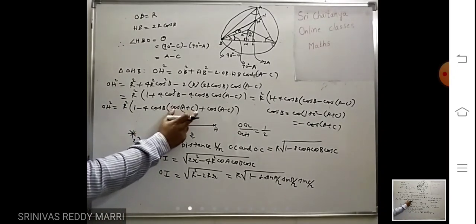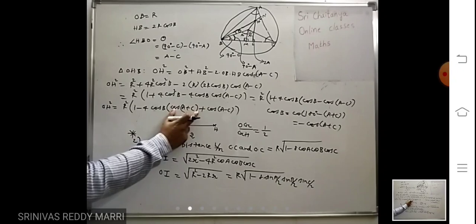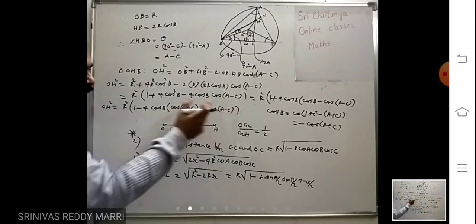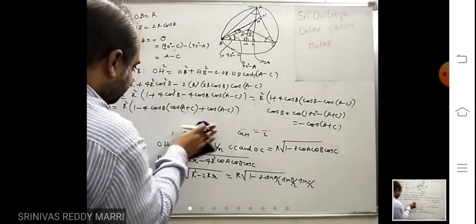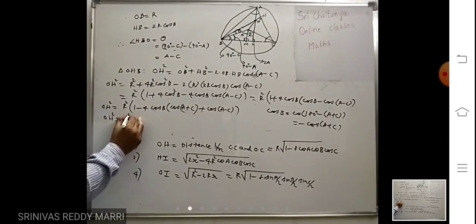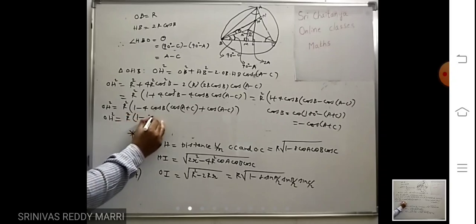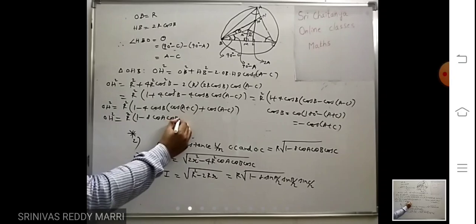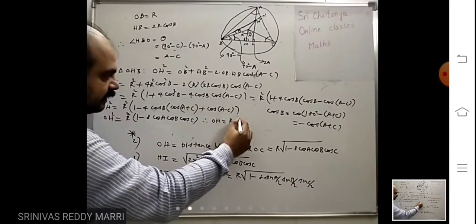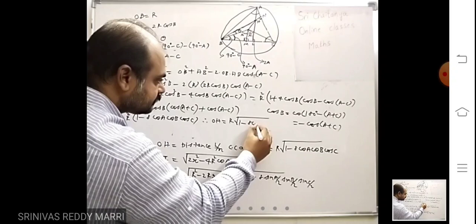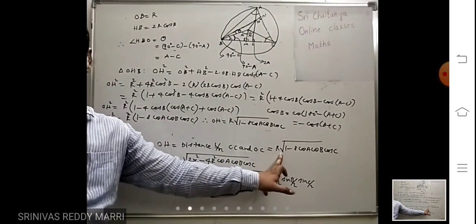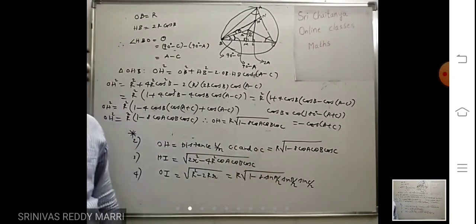Now cos of A plus C is cos A cos C minus sin A sin C, and cos of A minus C is cos A cos C plus sin A sin C. This sum will become 2 cos A cos C. Therefore 2 cos A cos C into 4 cos B, that means OH square equals R square into 1 minus 8 cos A cos B cos C. Therefore OH is R root of 1 minus 8 cos A cos B cos C. That is the formula, the distance between orthocenter and circumcenter.